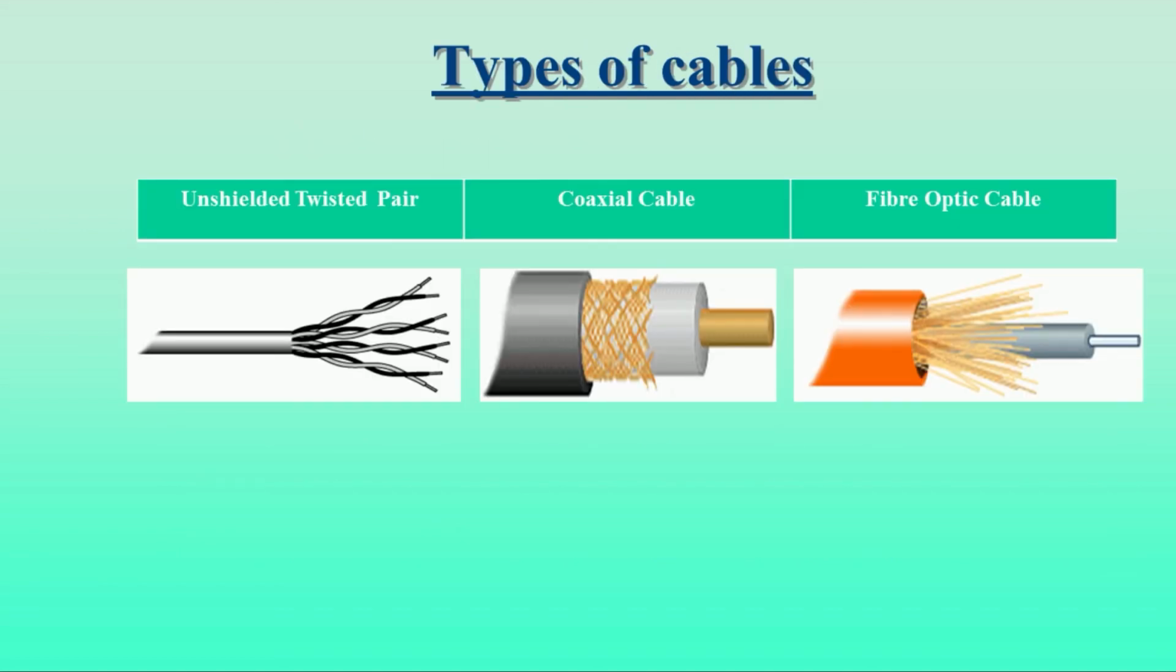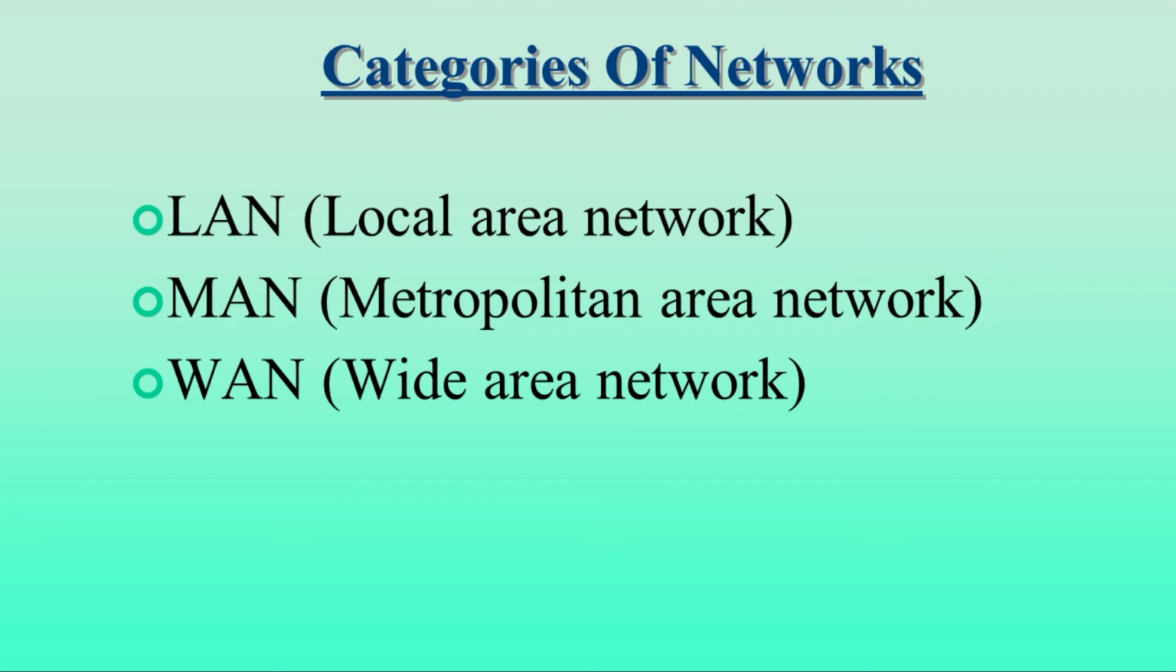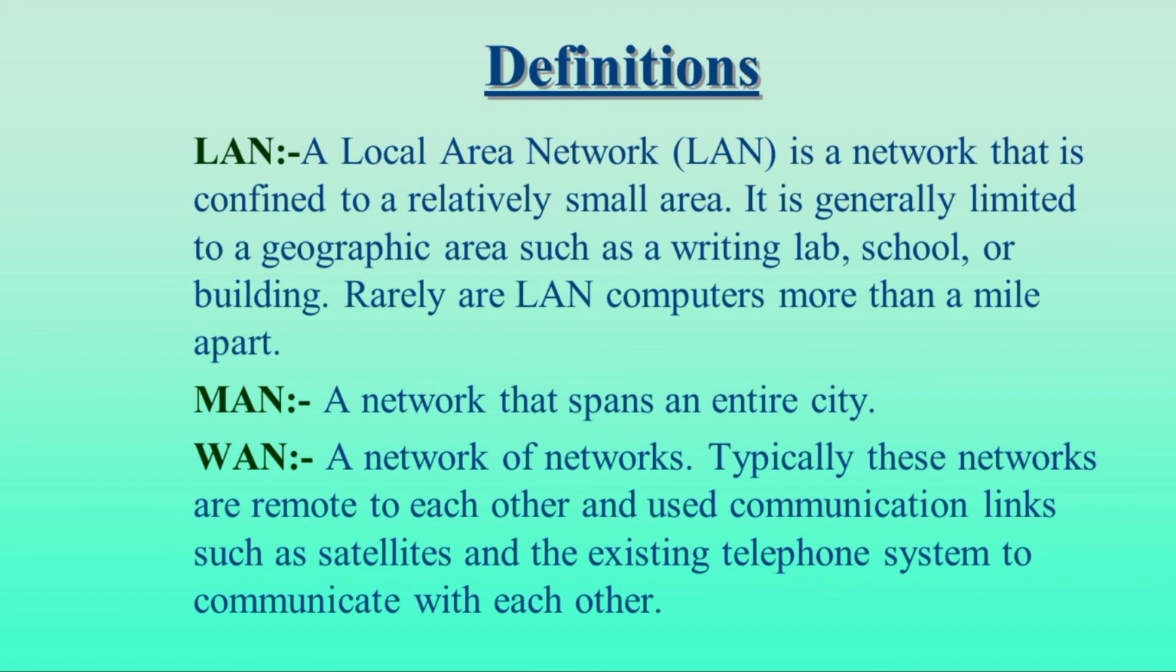Here you can see the types of cables. The first type is unshielded twisted pair, the second is coaxial cable, and the third is fiber optic cable. Here I want to talk about the types of networks. First, LAN, which means local area network. MAN is a metropolitan area network, and WAN means wide area network. So let's talk about the definitions of these terms.